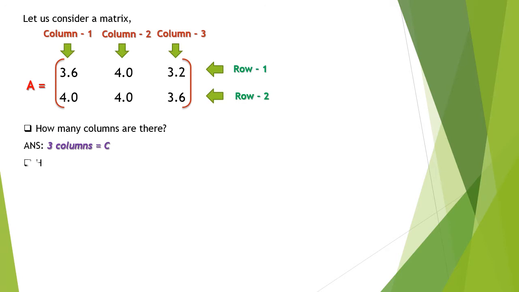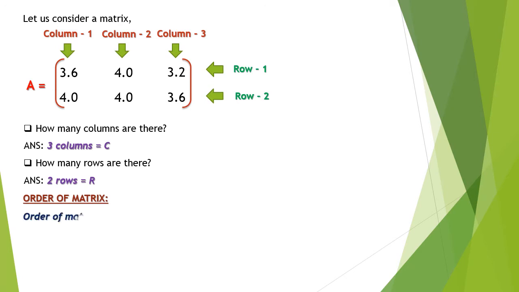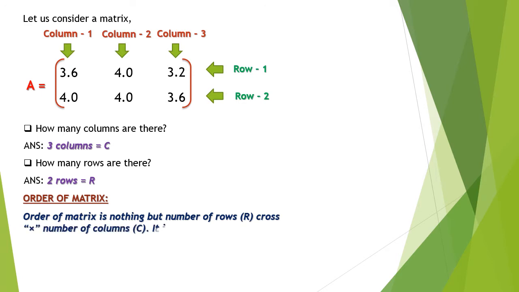Let's represent columns by C. And how many rows are there? You can easily answer it. There are 2 rows. Let's represent it by R. Now, the order, or you can say the size, of a matrix. The order of a matrix is nothing but the number of rows cross the number of columns. Now this cross is the same as the cross of a Cartesian product. Not multiply, just cross.